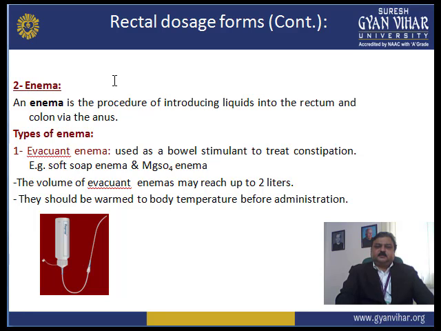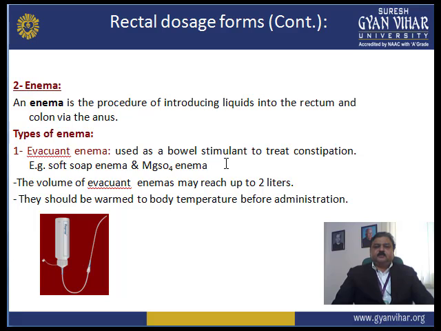Then the next dosage form, rectal, that is enema. Enema is the procedure of introducing liquid into the rectum and colon by the anus. It is normally used for cleansing the bowel. Normally before operations, you might have seen that they give the enema for cleansing your bowel totally. There are types of enemas. First is the evacuant enema. It is used as a bowel stimulant to treat constipation. Examples are soft soap enema and magnesium sulfate enemas.